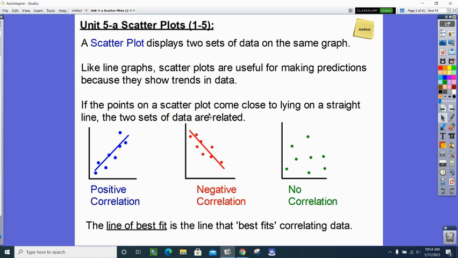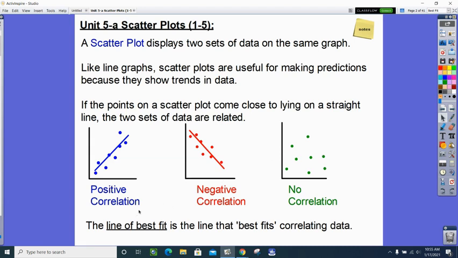So basically, if the points on the scatter plot come close to lying on a straight line, the two sets are related, and the word we use in math is that they are correlated. So I'm going to give you three examples. You plot your data and see how we can draw a line through the center of the data and it has a positive slope. I guess we could think of it that way. That would be a positive correlation. If we plot our data and it goes down to the right, it would be a negative correlation, a negative connection. And if it's scattered, truly scattered, i.e. scatter plot, but if it was truly scattered, it would be no correlation.